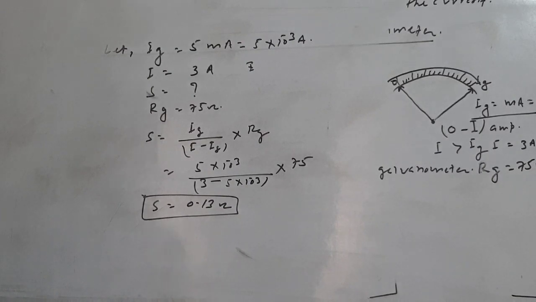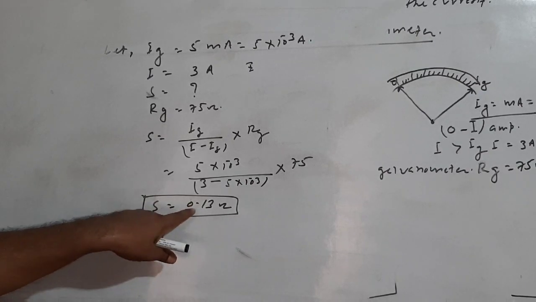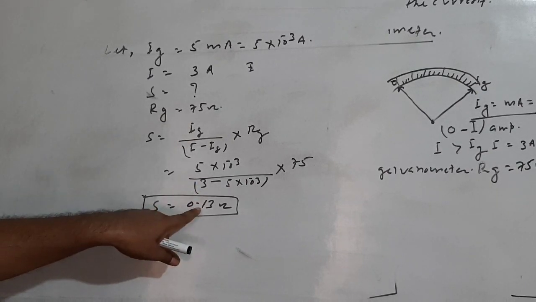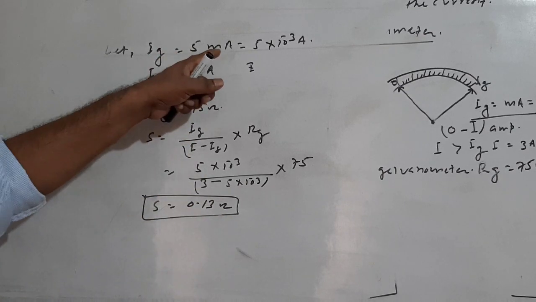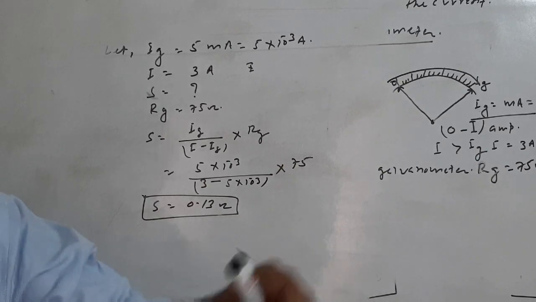So this is your problem, and how a galvanometer is converted into an ammeter. This is one of the questions. This value of 0.13 ohm is connected in parallel with the galvanometer. Then the galvanometer is converted into the ammeter. Now come to another point.